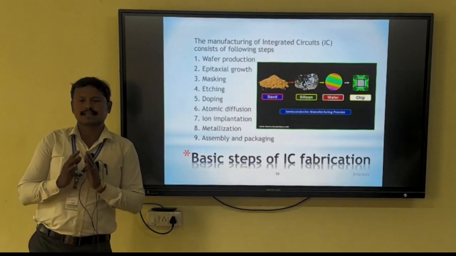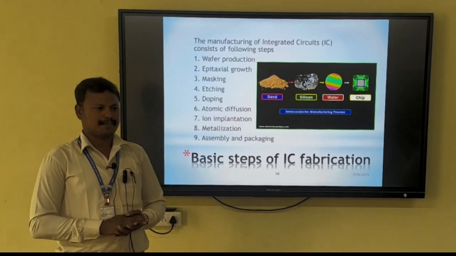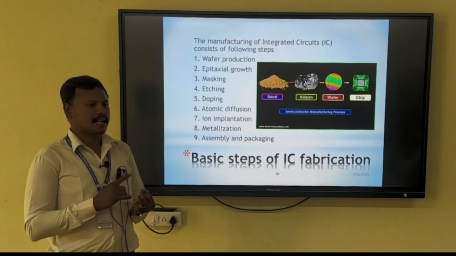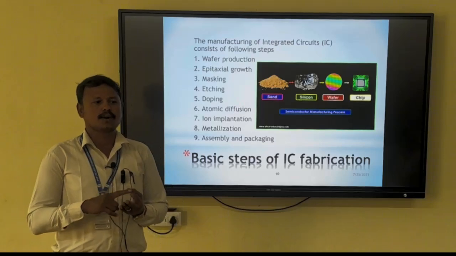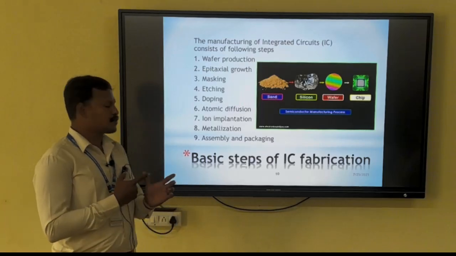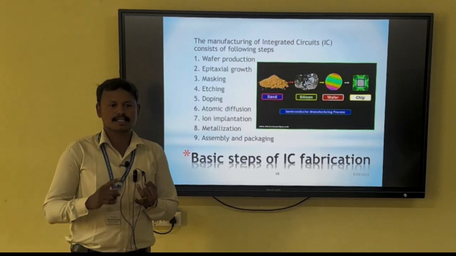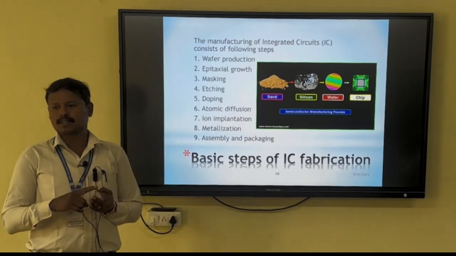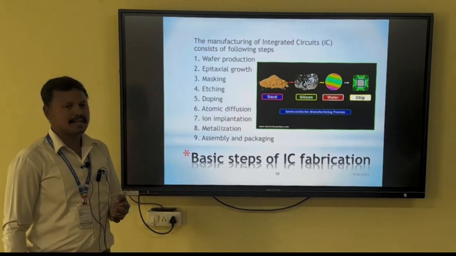So, the basic steps for IC fabrication. We have 9 steps. First one, wafer production. Second one, epitaxial growth. Third one, masking. Fourth one, etching. Fifth one, doping. Sixth one, atomic diffusion. Seventh one, ion implantation. Eighth one, metallization. And ninth one, assembly and packaging.